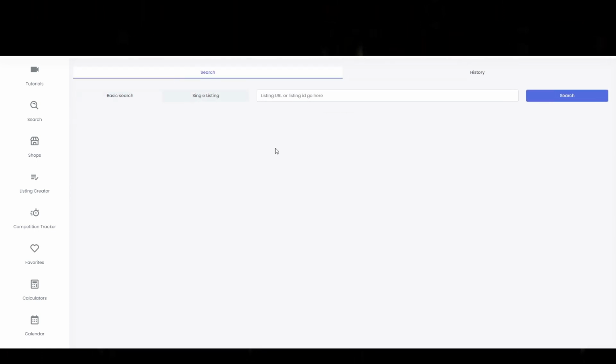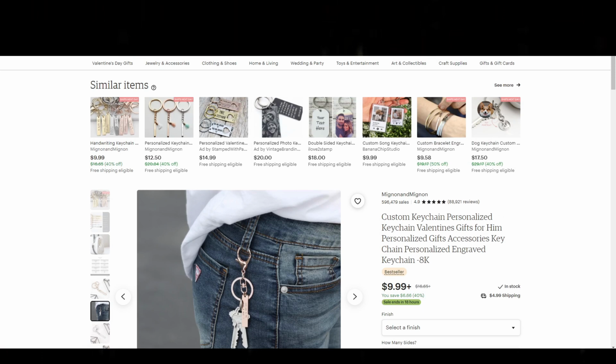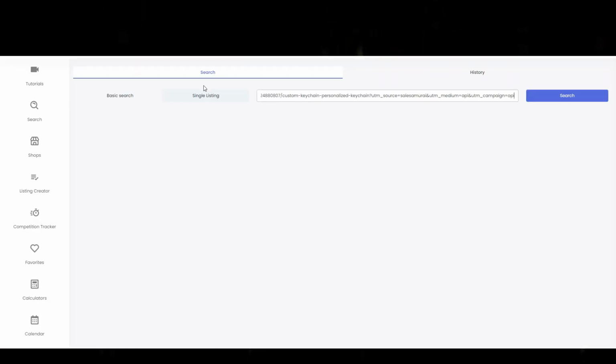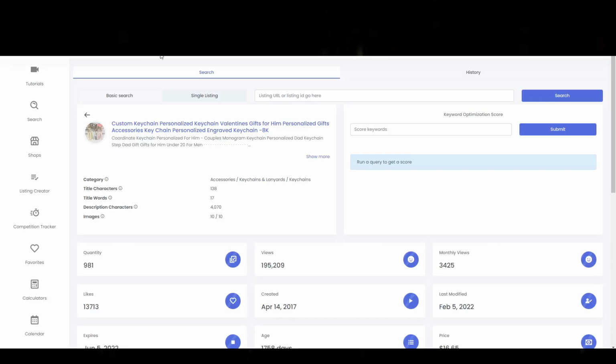Now we can head over here to the single listing search, where we can type in either a listing ID or a link. I like to go with the link, which is really easy to use. I could just take the link and paste it in here. So I'm doing a general search on Etsy, I find a product that I'm interested in learning some information about, and I just paste it here. And of course, the Sales Samurai software grabs it very, very quickly.